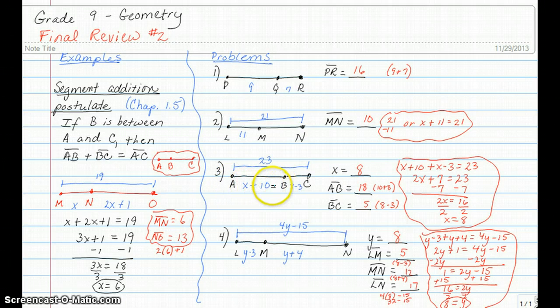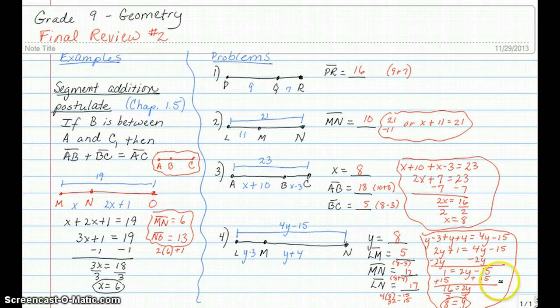AB is going to be 8 plus 10, which is 18. And BC is going to be 5, which came from 8 minus 3. Number 4 is more challenging because you were given LM is y minus 3, and then MN is y plus 4. If you added those 2 together, y minus 3 plus y plus 4, it would equal the entire segment, which is 4y minus 15. Combining like terms, you get 2y, negative 3 and 4 is 1, equals 4y minus 15.